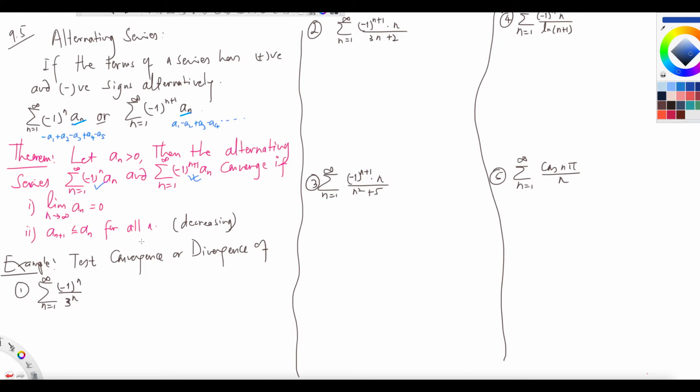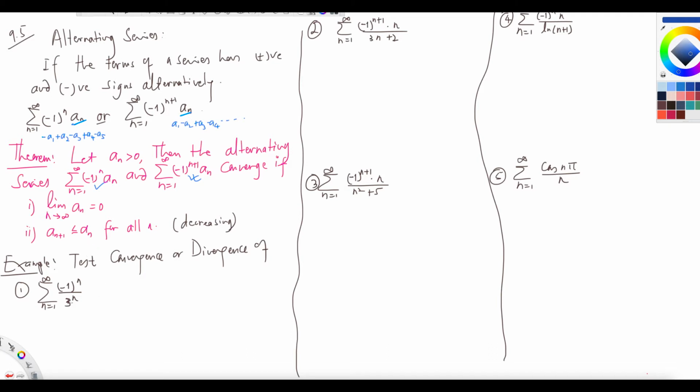In other words, if the sequence is decreasing, that is, a_(n+1) is less than or equal to a_n for all n, then in that case both of these alternating series converge. Otherwise we cannot say what happens, but if that happens then this series converges. That is the theorem that the book has first. So let us use this theorem to do some examples.